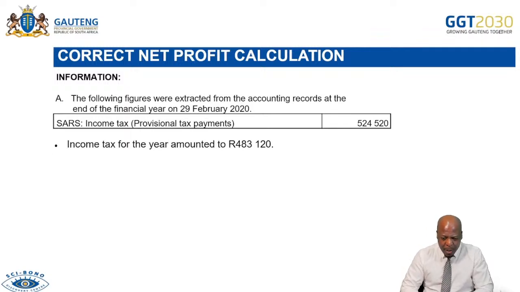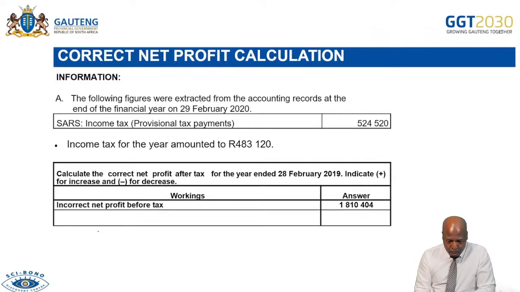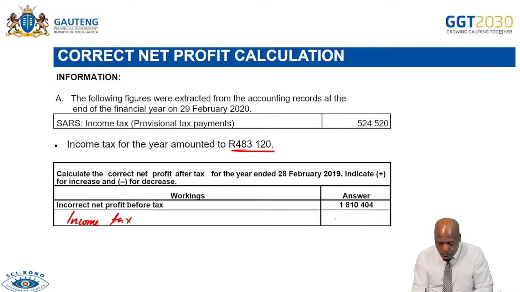It reads, the following figures were extracted from the accounting records at the end of the financial year on 29 February 2020. SARS income tax provisional payments 524,520. Income tax for the year amounted to 483,120. All right, so I know that the first place I must record is my correct net profit calculation, where I'm going to now come and say income tax. Income tax. I'm told income tax is 483,120, so I don't even need to struggle. Minus 483,120. I've recorded my income tax.